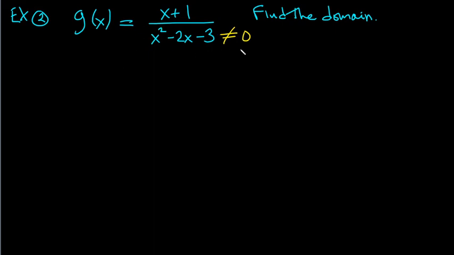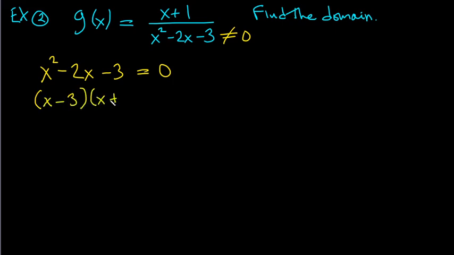All right, so we're going to ask the reverse question. When is the denominator equal to 0? To solve that, this is a quadratic equation. The easiest way to solve it is just to factor the denominator as x minus 3 times x plus 1.